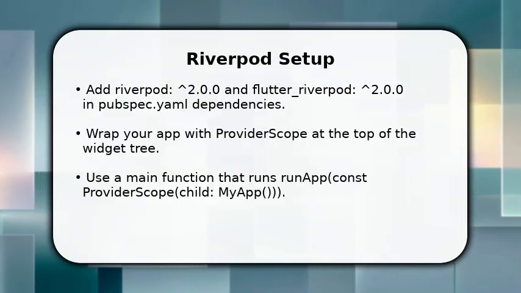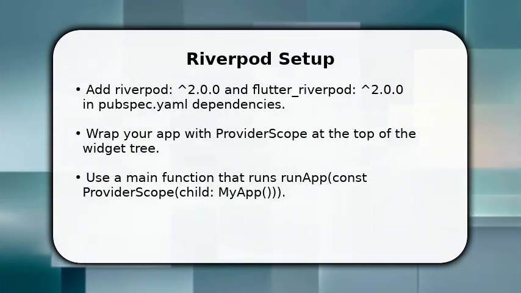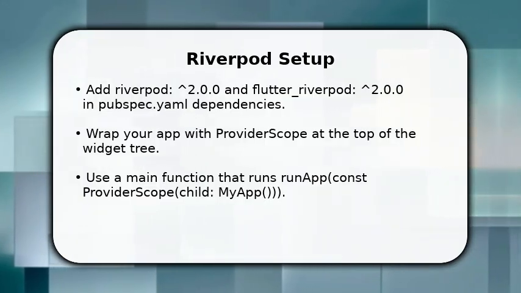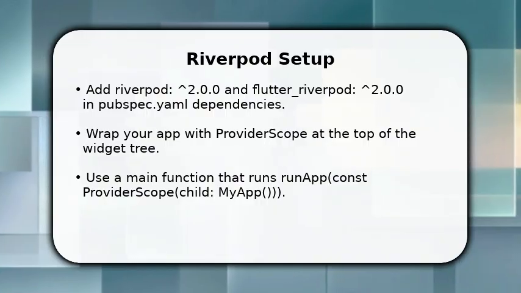Start by adding Riverpod to your Flutter project via pubspec.yaml dependencies. Use riverpod 2.0.0 and flutter_riverpod 2.0.0 for compatibility. Run flutter pub get to install packages and update your lock file.